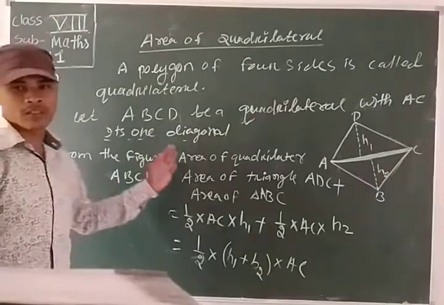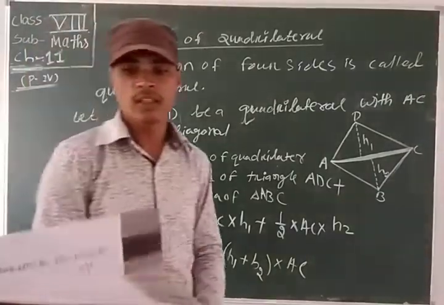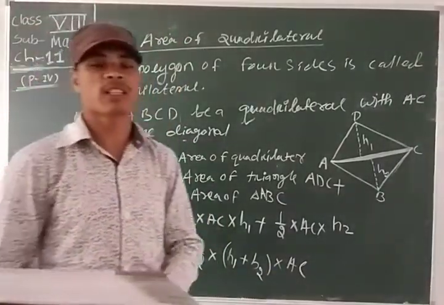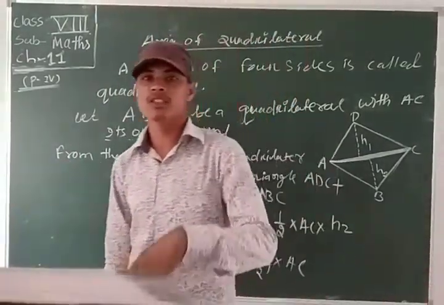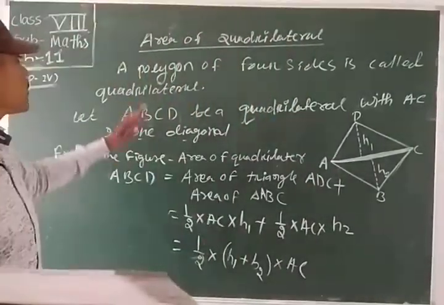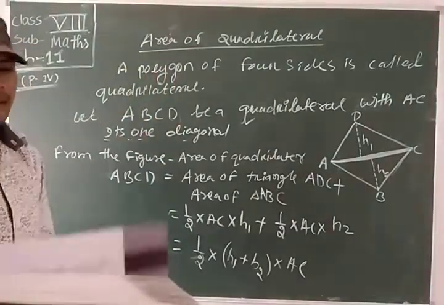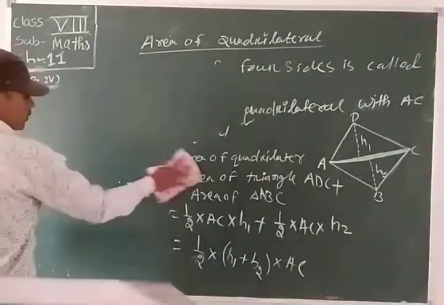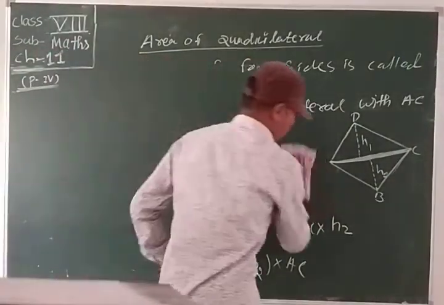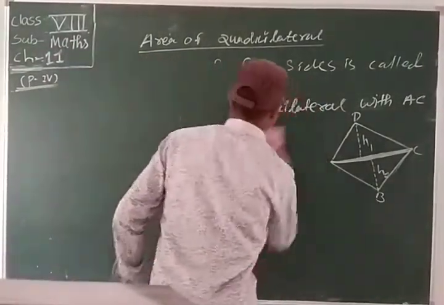Now we find the area in a special case. What are the special quadrilaterals? The rhombus. A rhombus is a special quadrilateral. How can you find the area of a rhombus? See the board. Now you have understood how to find the area of a quadrilateral. Now the special case.